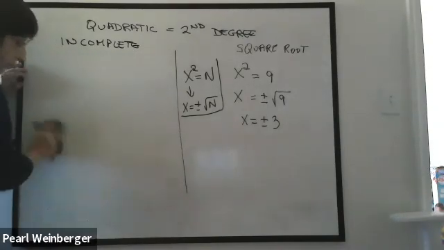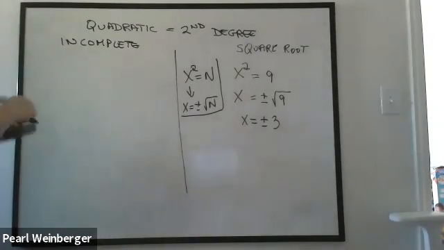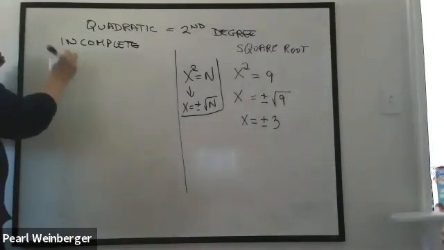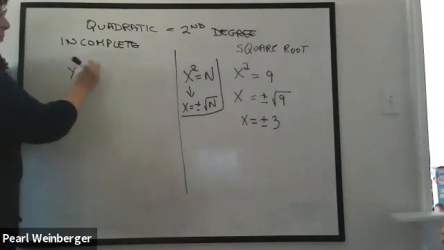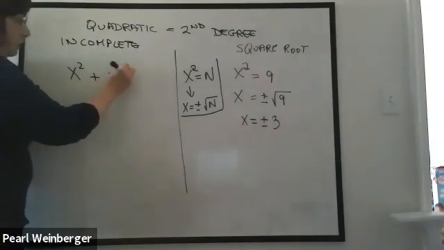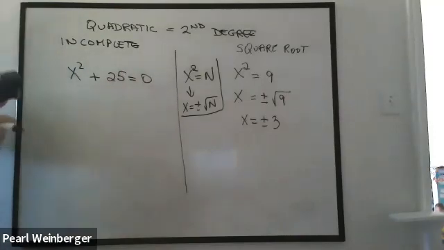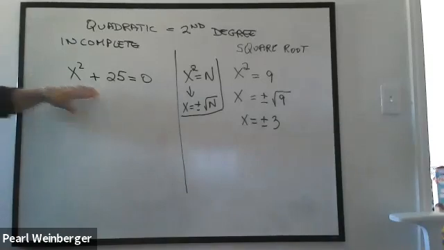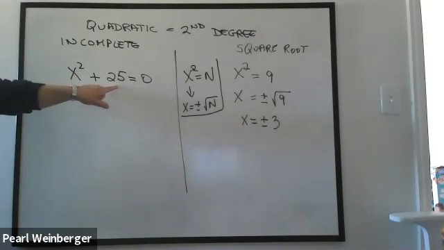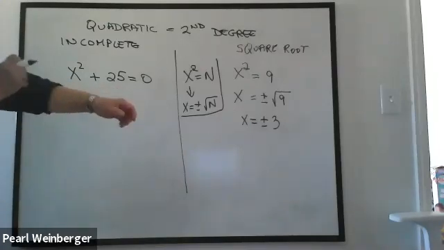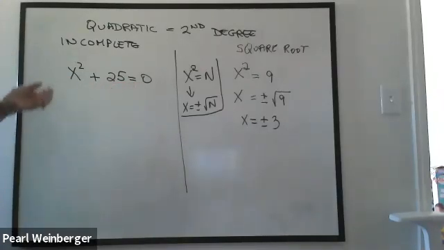For example, suppose I have x squared plus 25 equals 0. Again, it's an incomplete quadratic because it doesn't have that x term, but it's not the difference of squares. This is a perfect square, it's x times x. This is a perfect square, 5 times 5, but it's not the difference. It's got a plus, not a minus, which means it can't be factored. But I can use the square root method to solve this.